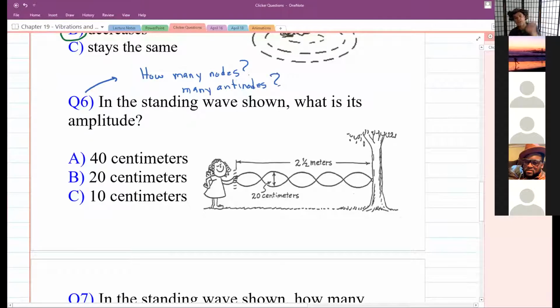So take 15 seconds. What is the amplitude of this standing wave? How many nodes are there? How many antinodes? And then if you want, what is the wavelength of this standing wave? But I really want to concentrate on the amplitude. How many nodes? How many antinodes?